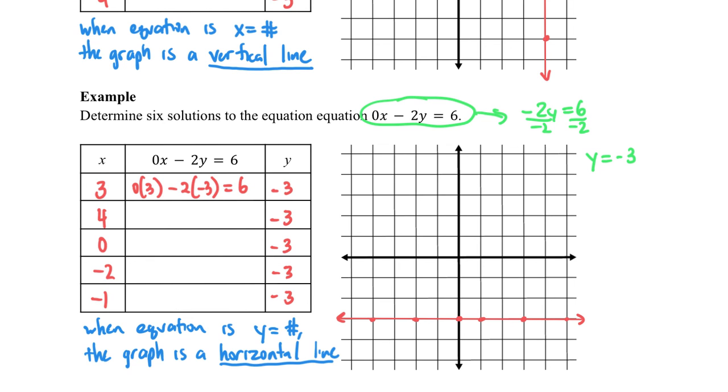Trust me, we'll go into this in a lot more detail in the next few lessons, but this gives you a pretty good idea. X equals a number, vertical line. Y equals a number, horizontal line.